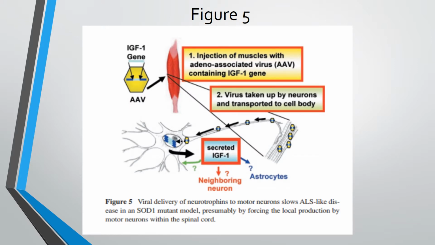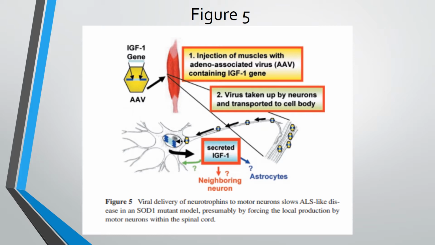Figure 5 shows insulin-like growth factor 1 was delivered directly to the neurons using an adeno-associated virus vector, or AAV. This vector is used because it has low immune response, so the immune system will not try to destroy it. AAV is also used because it can incorporate the desired gene into the genome of the cell. The AAV vector with IGF-1 was injected into the hind leg of the SOD1 G93A model.